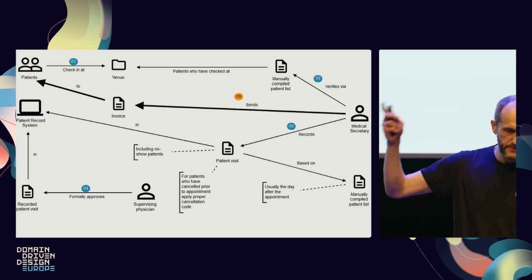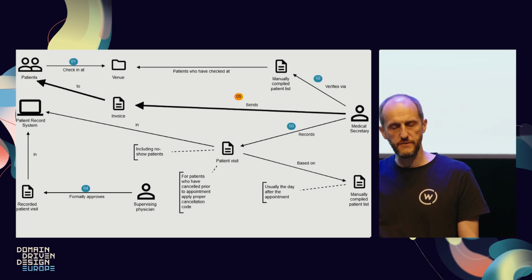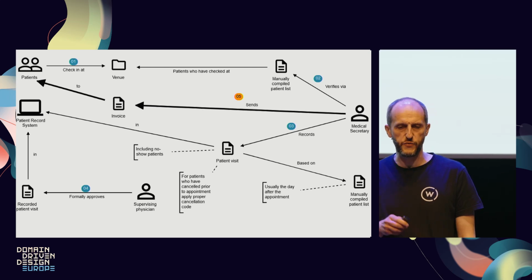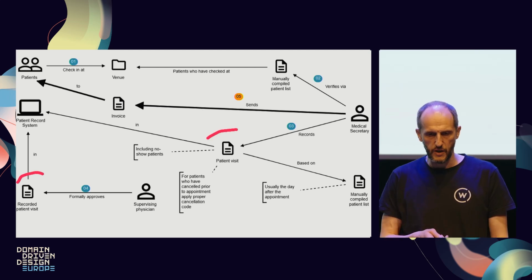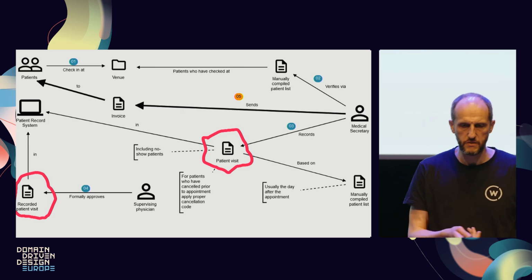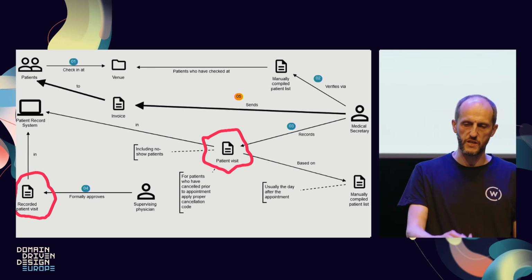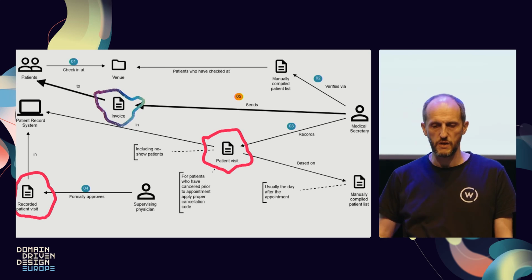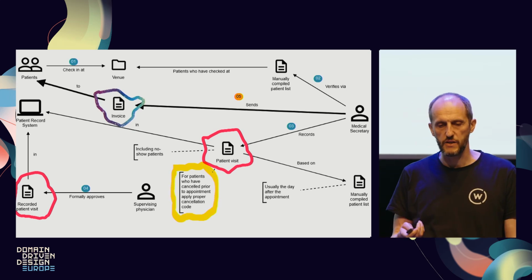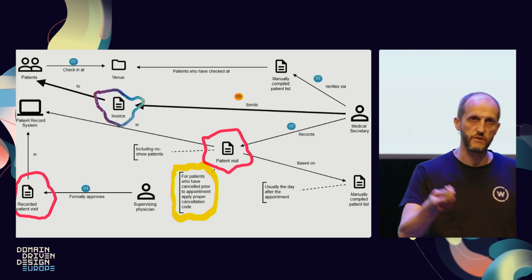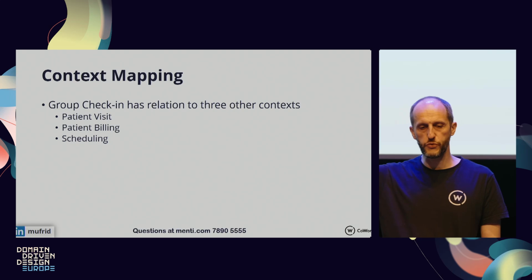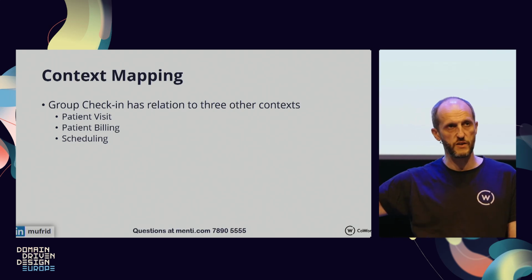Now we take this domain story for group check-in, and we try to identify the different contexts that exist here. So we have patient visit context, which is clinical documentation. We have invoicing, which is the billing part. And we have scheduling, like counseling and so on. So we have a relation to three other contexts: clinical documentation, invoicing, and scheduling.